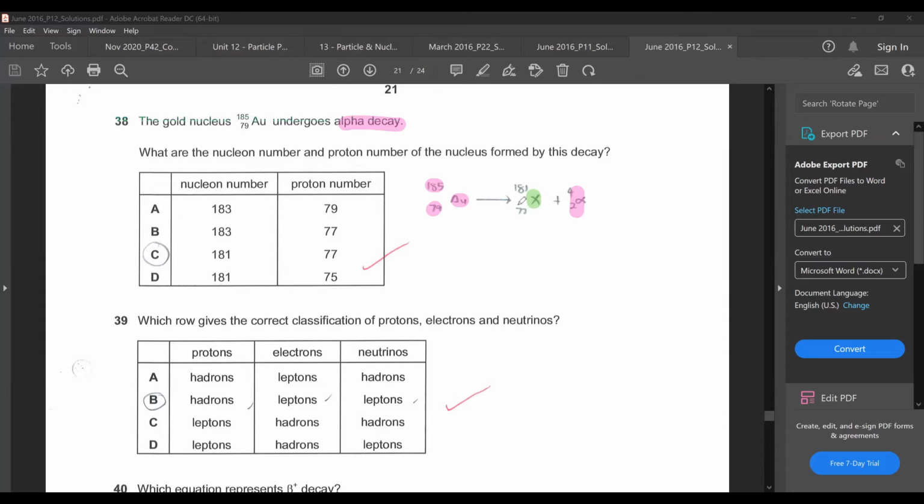So this one is where you have to use the conservation of proton number and nucleon number. Okay, so you notice that if I look at the proton number itself, this one is 79. So this one I will need to take 79 minus 2 to give me 77. Then my nucleon number is 185. Then this one is 4, right? So this one will be 185 minus 4.